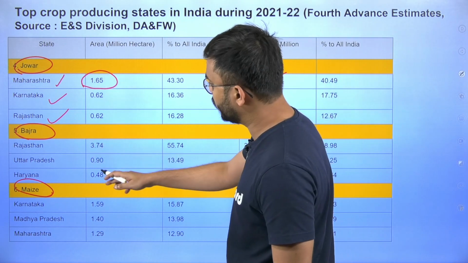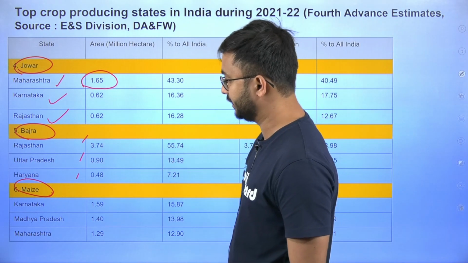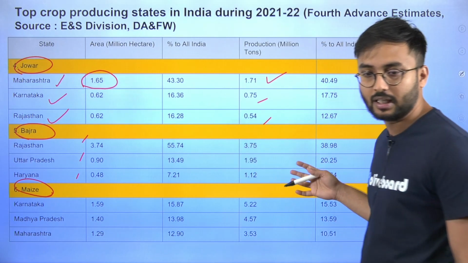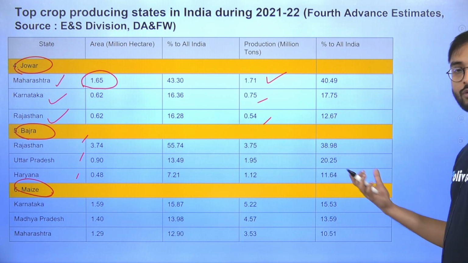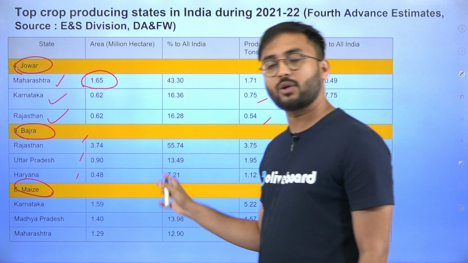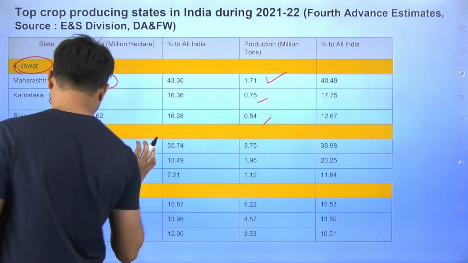In Bajra, if you see Rajasthan, Uttar Pradesh and Haryana, this is the rank and the values are similar. You can take a screenshot, because these are all statistical values and you have to read them. Okay, but these values are very essential. This may come up in the exam.